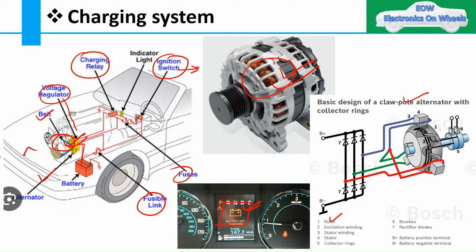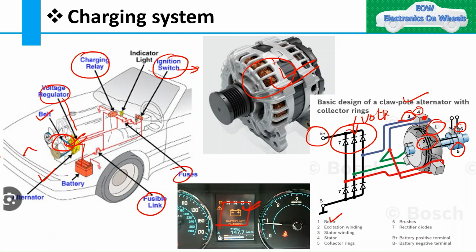First, this is the rotor. The second one is your exciter winding. The third one is your stator winding, and this fourth one is your stator. Then the fifth one is your collector rings, and the sixth one is the brushes. This plays a very critical role, brushes. We will understand this once we discuss in detail. Then the rectifier diode, this is nothing but the voltage regulator which we are discussing here.